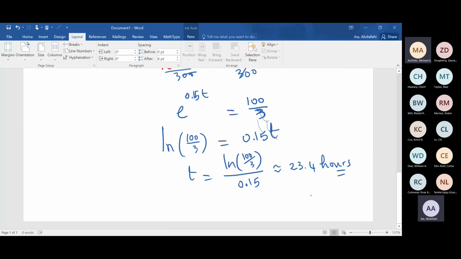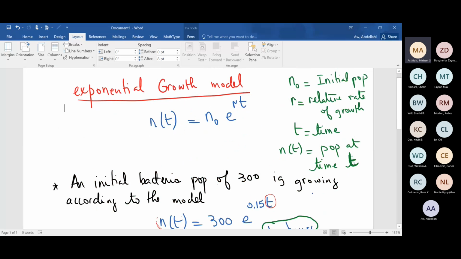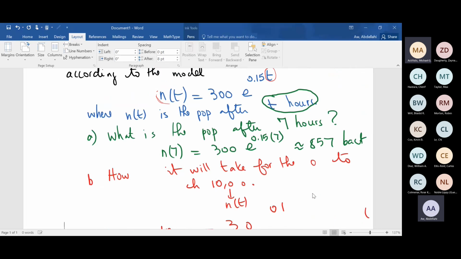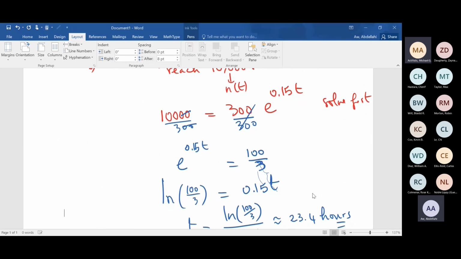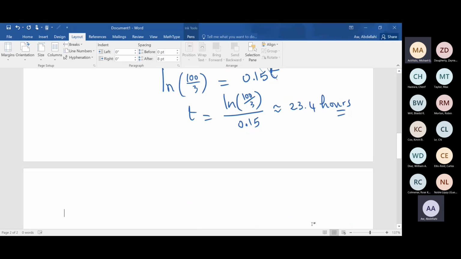We also have exponential decay, which is when the function is decreasing, right?